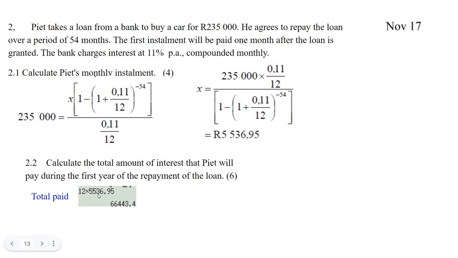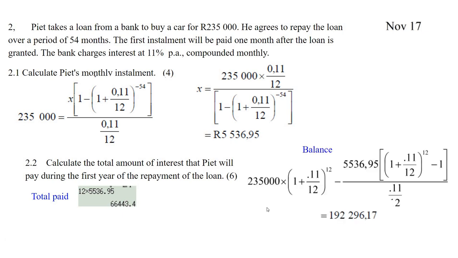12 times this payment, 5,536. You get 66,443 Rand. That's the total he paid. But hey, there's a bit to think about here. What we need here is to figure out the outstanding balance after 1 year. So how much does he owe after 1 year?